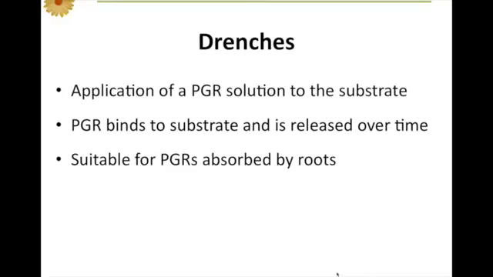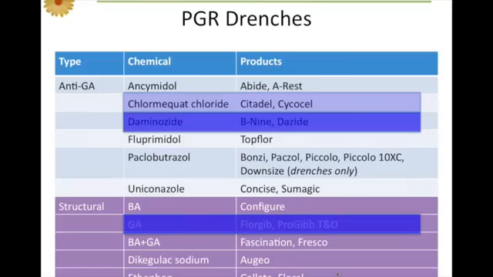So when we look at drenches, it's the application of a PGR solution to the substrate. That PGR solution binds to the substrate, and then usually it's released over time. And so we then have some absorption of that PGR by the roots, and so we get the growth control on that plant. So of the chemicals that we had, both the anti-GA types and the structural type, there's a number of them that are suitable.